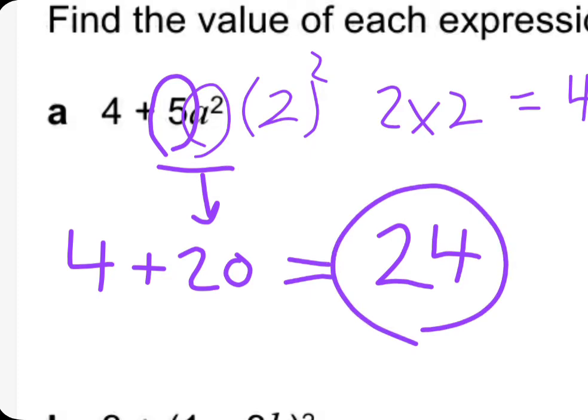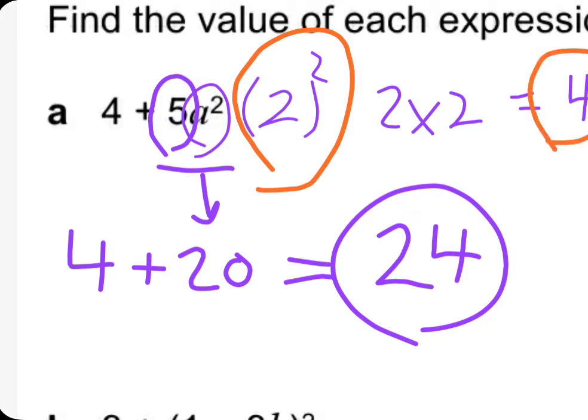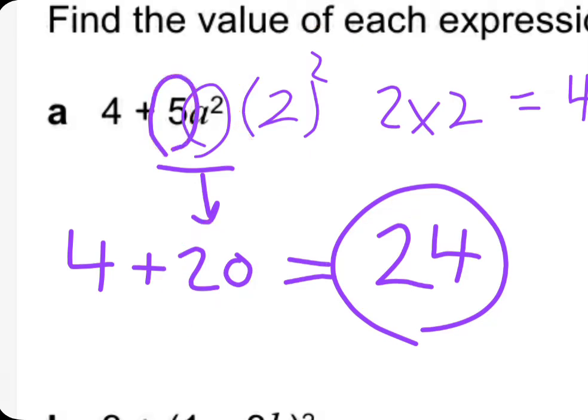So the first thing that we did was this one first, which is the square. We squared a. In other words, we multiplied a by itself 2 times. We got 4. And then, after that, we multiplied by 5, we got 20. And then, at the end, we added 4. And the answer became 24.